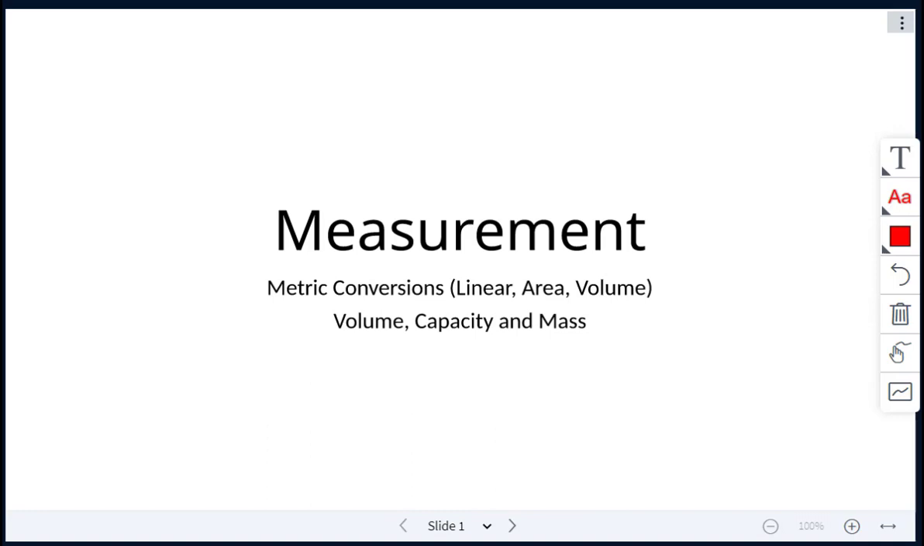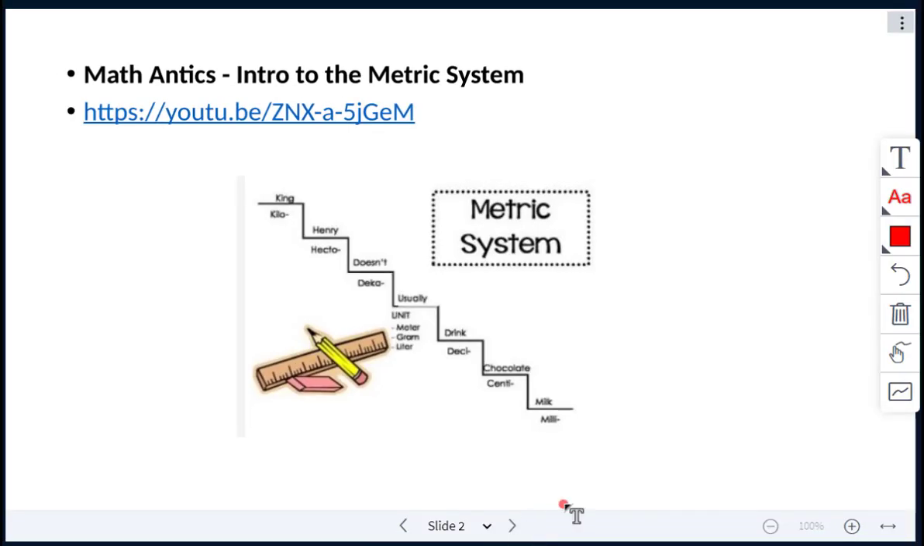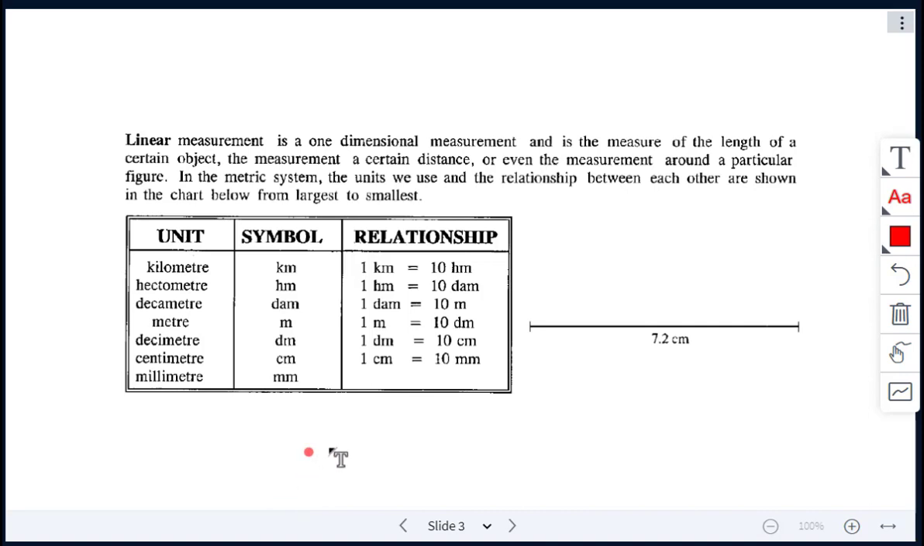All right, so today's lesson on measurement, we're looking at metric conversion, so linear, area, and volume, and we'll also look at volume, capacity, and mass. So we just finished watching this video, the Math Antics intro to the metric system. So what we're going to do next is look at some examples of converting linear measurements.